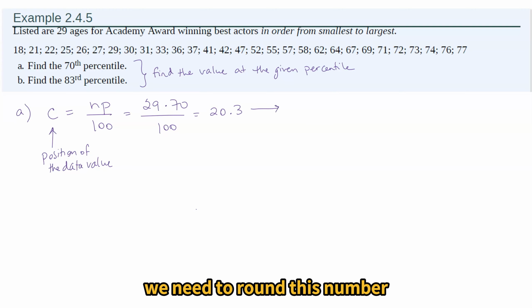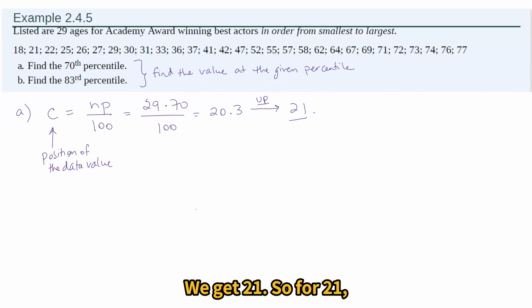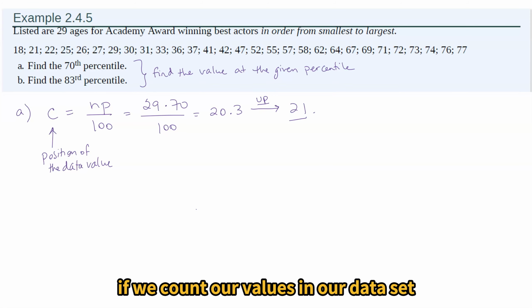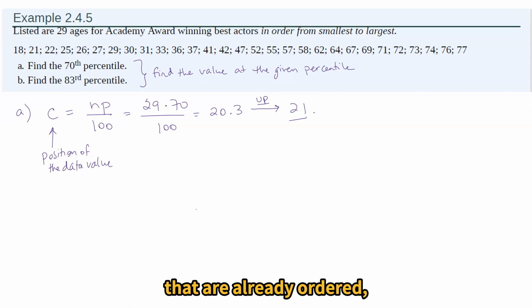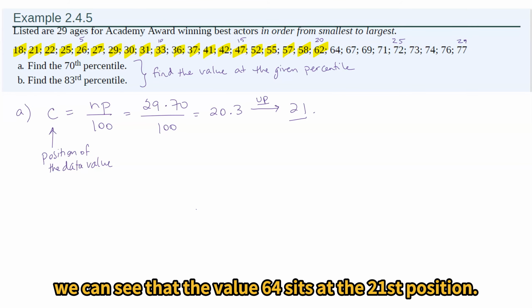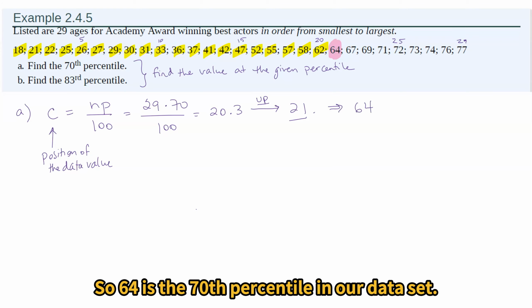To guarantee that our value at the 70th percentile has 70% of the data below it, we need to round this number up to the next whole number. We get 21. So for 21, if we count our values in our data set that are already ordered, we can see that the value 64 sits at the 21st position. So 64 is the 70th percentile in our data set.